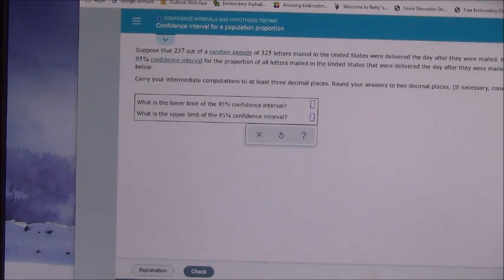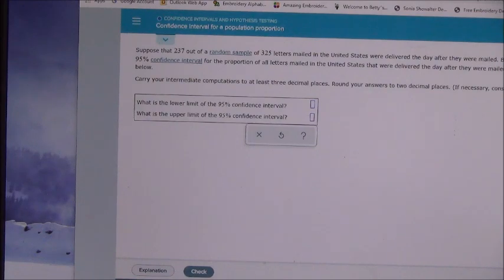So again, I'm going to have you try one on your paper, but just to give you an example of one that we have here on the ALEKS program, it says, suppose that 237 out of a random sample of 325 letters mailed in the United States were delivered the day after they were mailed. Based on this, compute a 95% confidence interval for the proportion of all letters mailed in the United States. Then complete the table. You will figure out what P hat is when you do the formula, but here they just want you to put in the confidence interval.